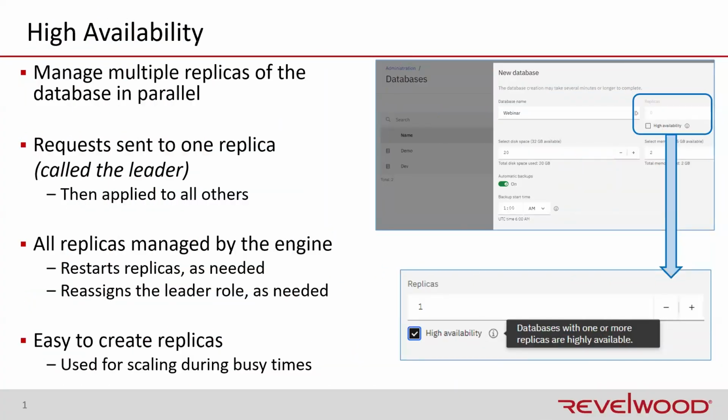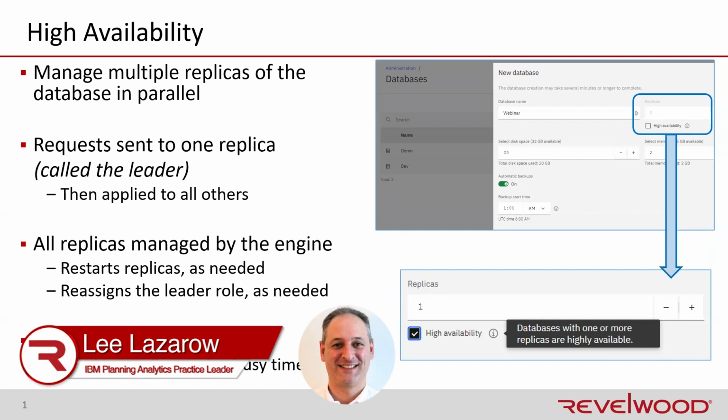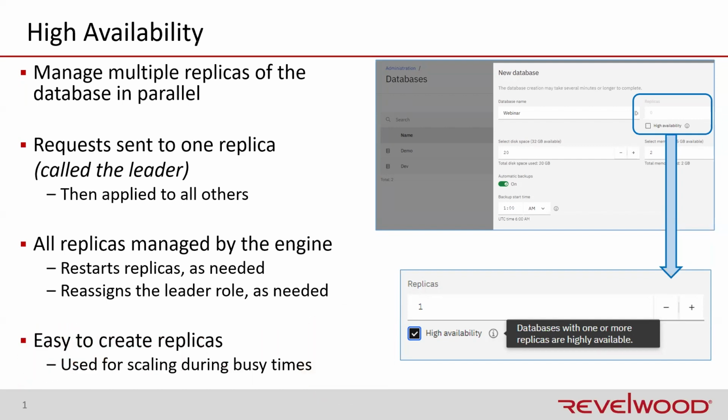Planning Analytics version 12 includes a concept called high availability, which is a way to have the engine manage multiple replicas of the database all in parallel. Now, how does this work?